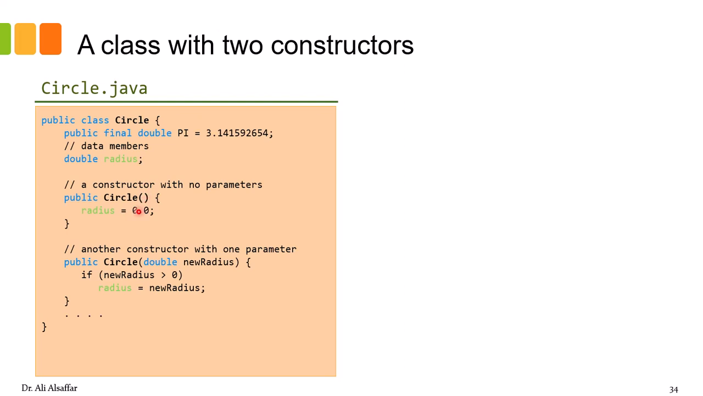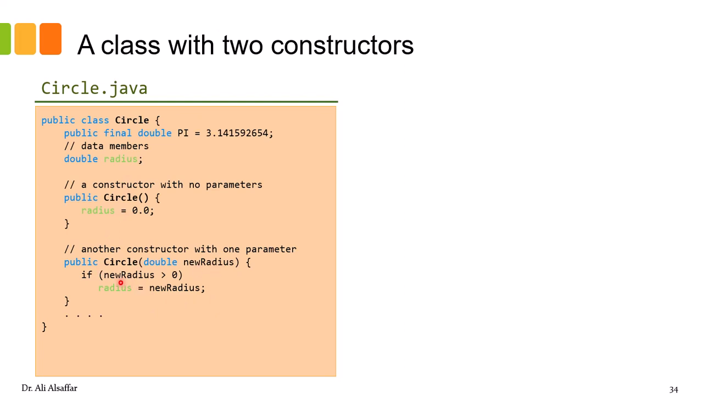So what does this constructor do? It initializes radius to 0. There is another constructor with one parameter. See, it has one input parameter. This constructor initializes the radius according to the input in the constructor.